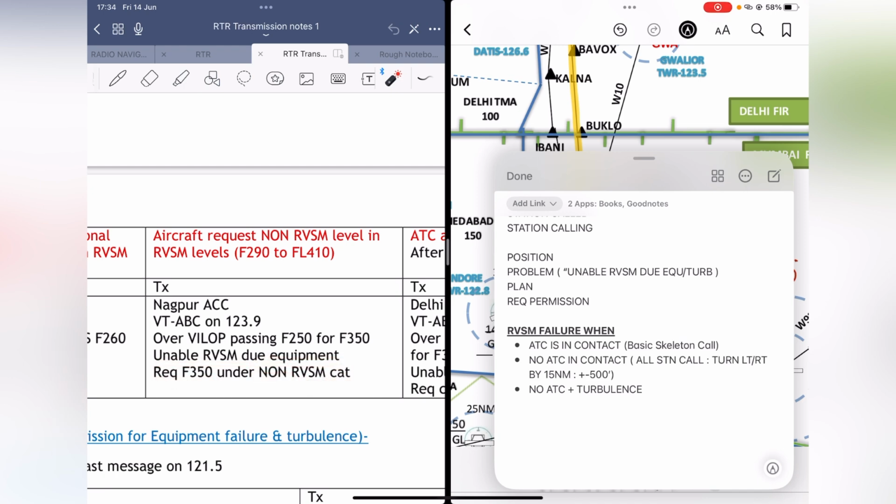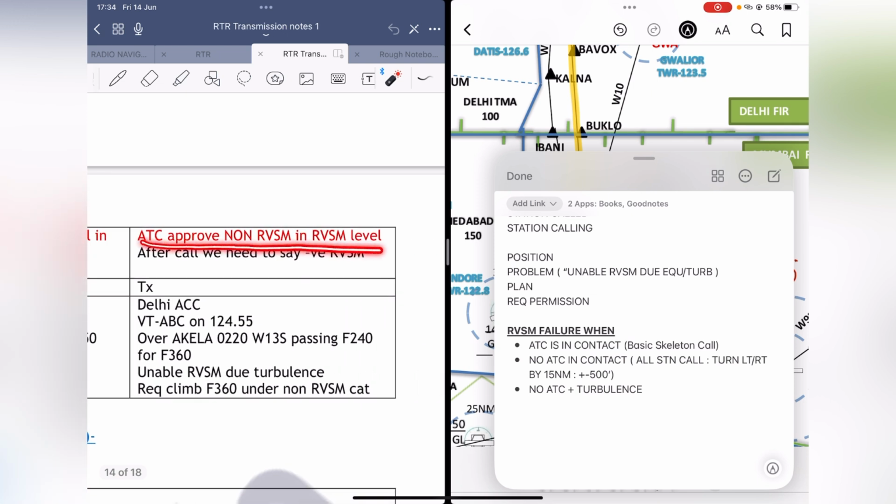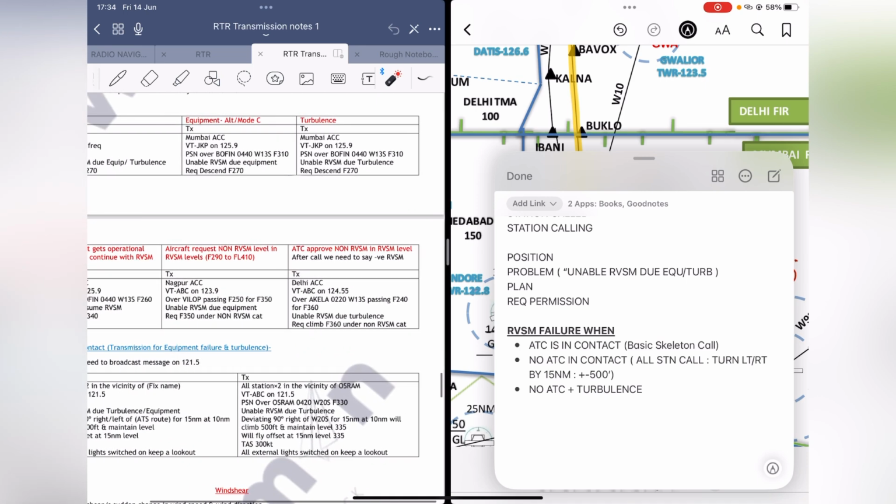Understood? And let's say after the ATC clears us, ATC approves non-RVSM and RVSM levels. After that, we have to say negative RVSM. Okay? So Delhi area control, Victor Tango Alpha Bravo Charlie on 124.55. Overhead Akela at 0220 hours, Whiskey 13 South, passing flight level 240 for flight level 360, which is in RVSM airspace, right? 360 is RVSM airspace. Unable RVSM due turbulence, request climb to 360 under non-RVSM category. So this is just to make you familiar as to what negative RVSM is and what non-RVSM is and how do you use it. It's highly unlikely that you'll come across that situation in exam, but this is good to know.